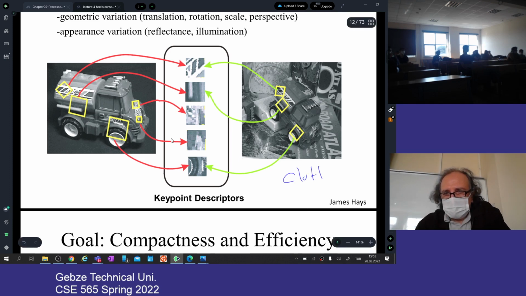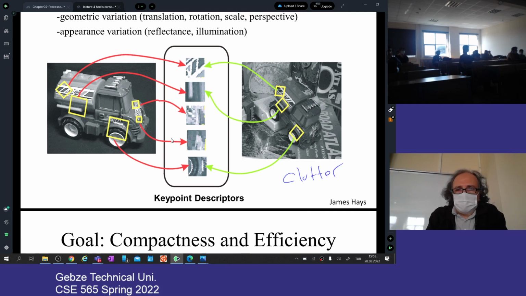We call this clutter. I don't know what the Turkish word exactly is for clutter. Kalabalık. What is the Turkish for clutter? Kirli. Kalabalık, kirli. What do you use your cell phone for? Write it there. Clutter. Dağınık, hocam.